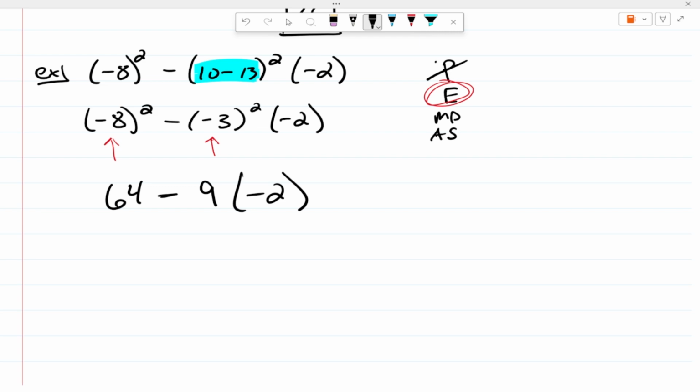Now, we're done with parentheses. We are done with the exponents. Do I see multiplication or division? Yes, that's going to be right here. So 64. Now we have -9 times -2 is positive 18. And finally, 64 plus 18 is going to be 82.